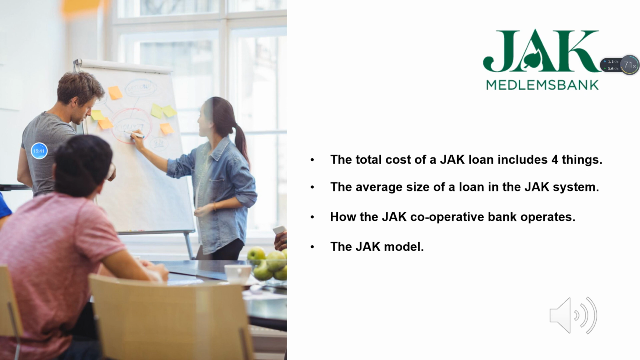The average size of a loan in the JAK system is $15,000. By far, the greatest loan is about $1 million. The management of JAK wants to maintain a reliable non-profit business. They do aim to make $140,000 in profit annually, which, if achieved, is added to the bank's equity.